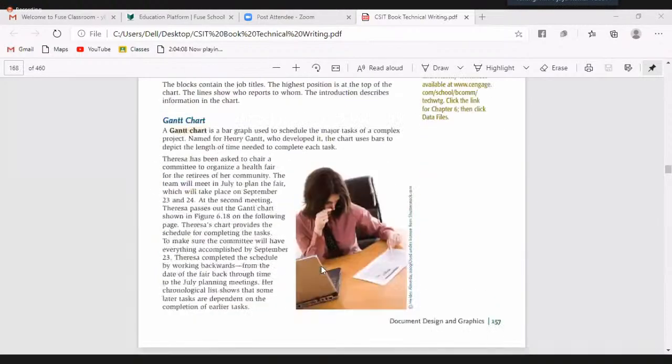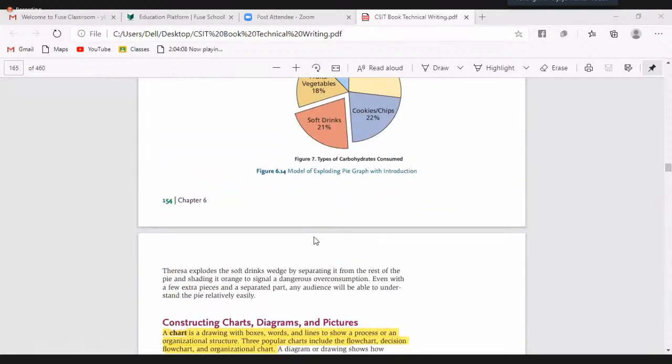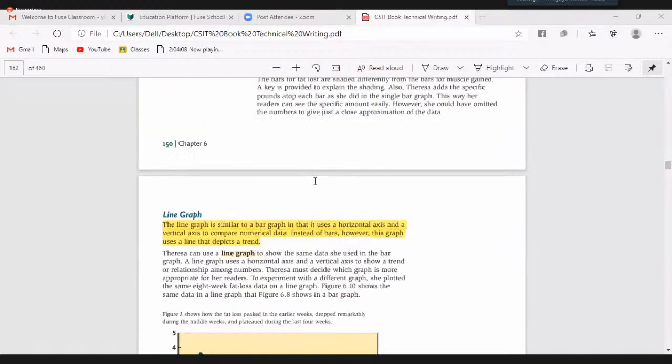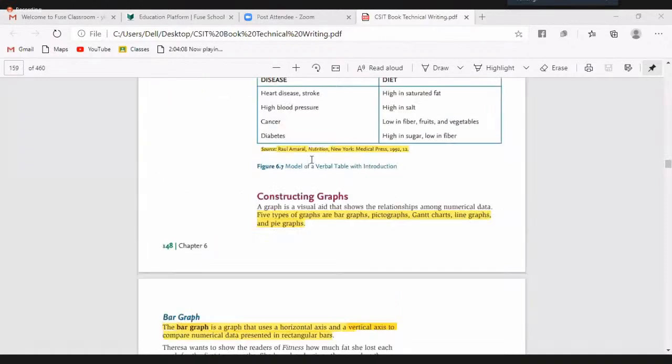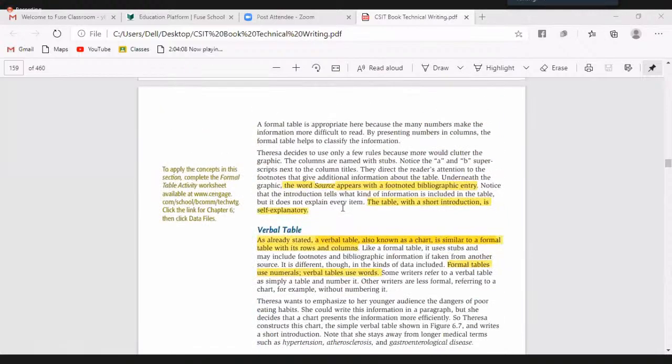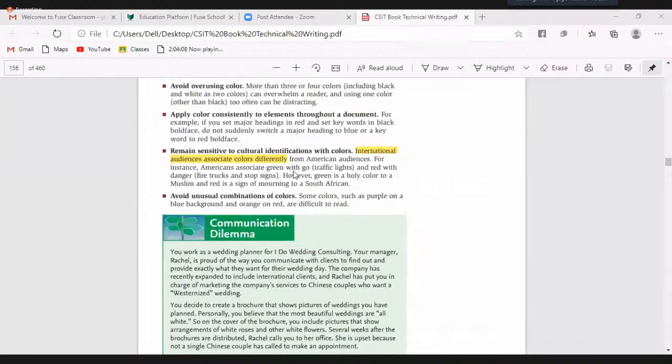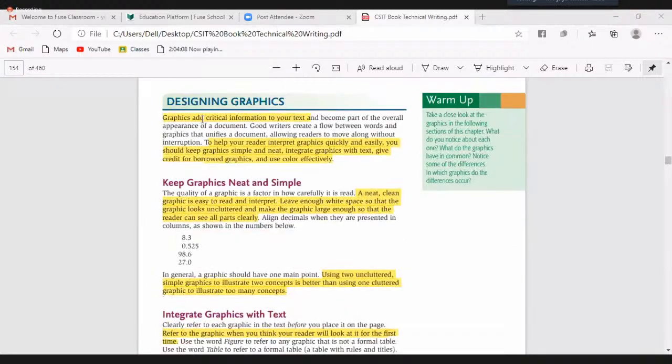Up to here, I think you will have two questions, isn't it? Up to here, you will have two questions that you will write in your assignment. That is, constructing graphs, verbal table. Okay, constructing graphics. Let me explain the remaining part in another class. Then you will have a question from this, because constructing graphics covers everything given below. So today's assignment, only one question: how can we design graphics? Discuss. Okay. I'll write this question in the assignment and I'll post it.